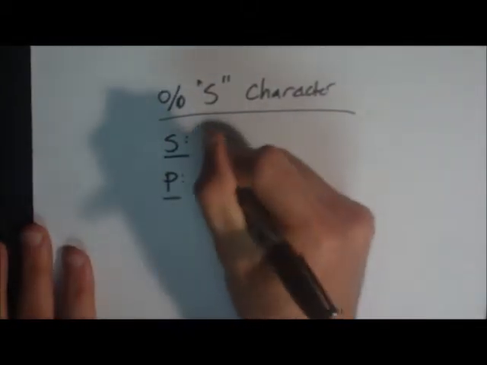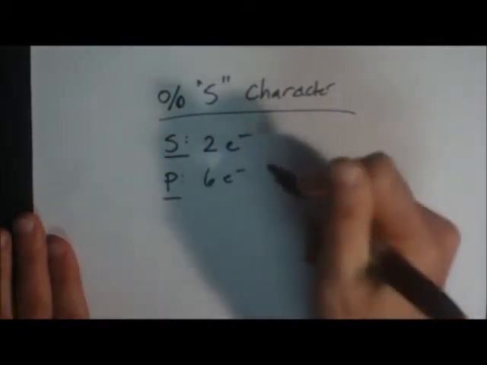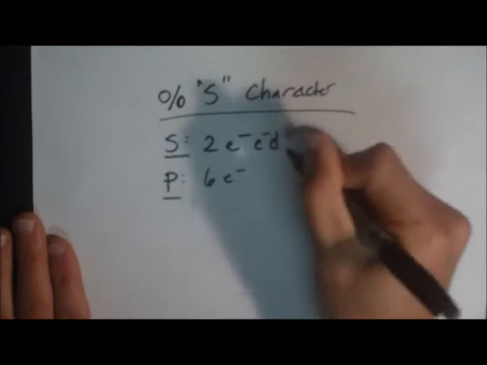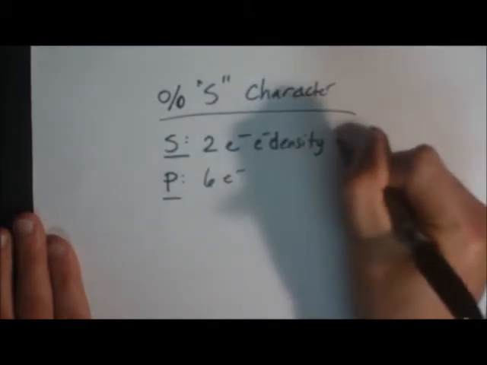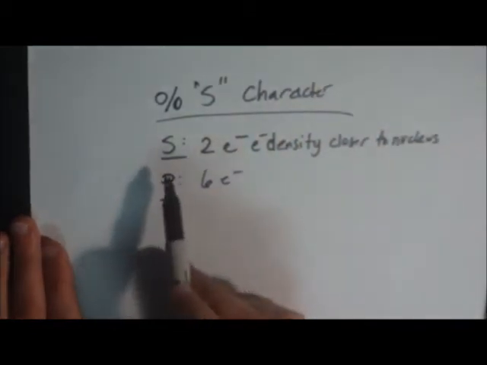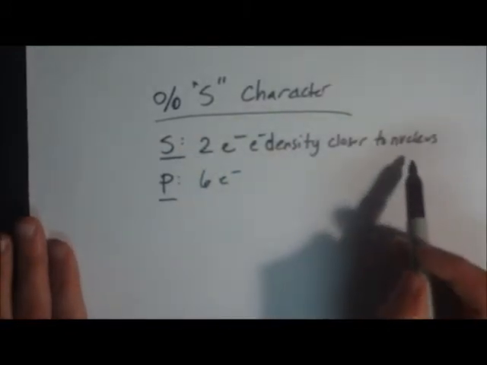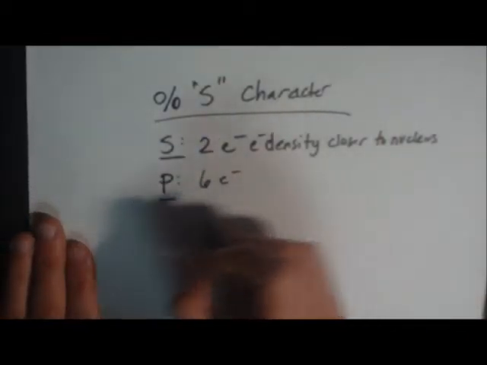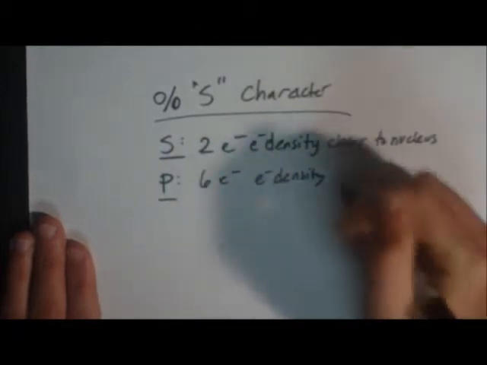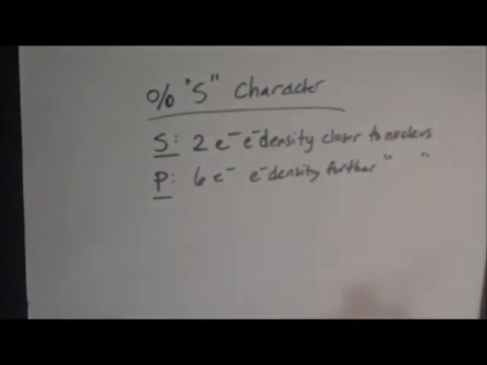So, let's see. S orbitals hold 2 electrons, p orbitals hold 6 electrons. In the s orbital, the electron density is going to be closer to the nucleus. So when something has an s orbital, the electrons are going to want to be closer to the nucleus, meaning that the bond length is going to be shorter. And vice versa, when you have a p orbital, the electron density is going to be further from the nucleus.